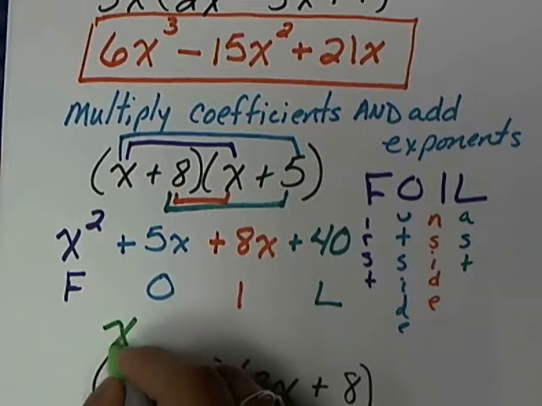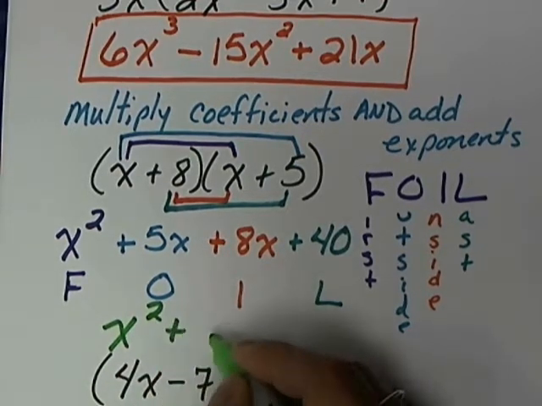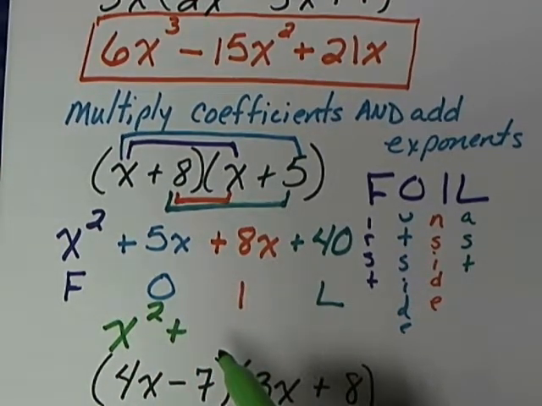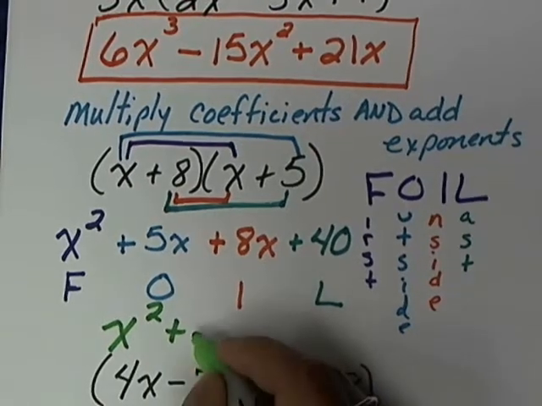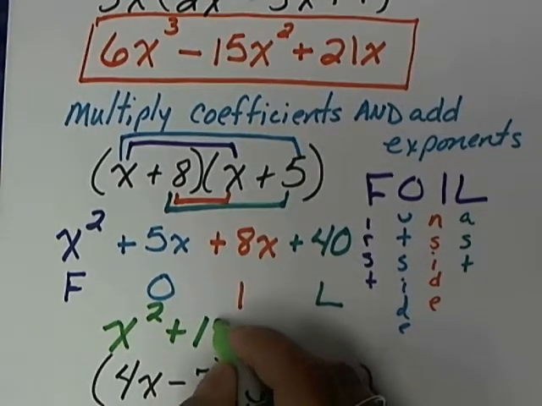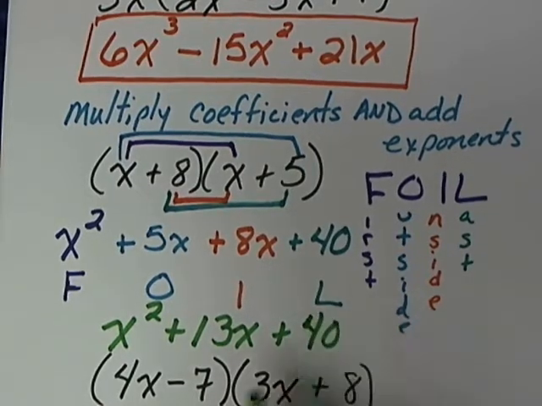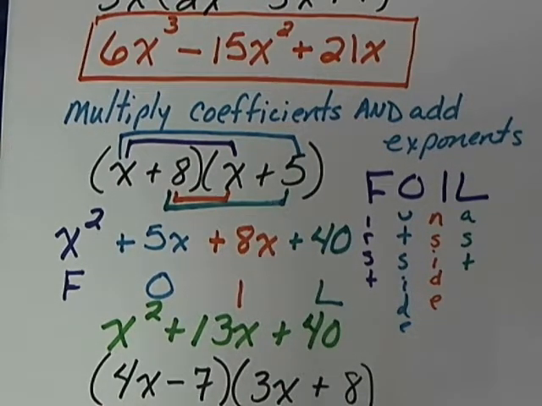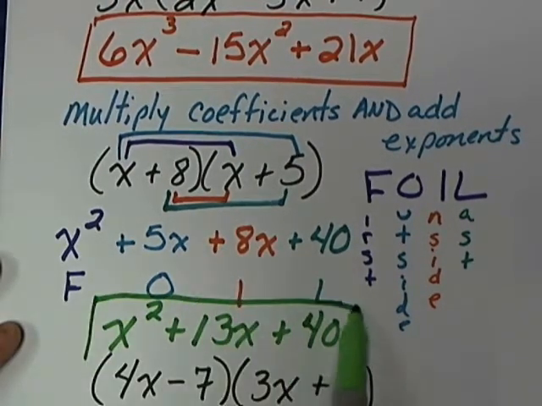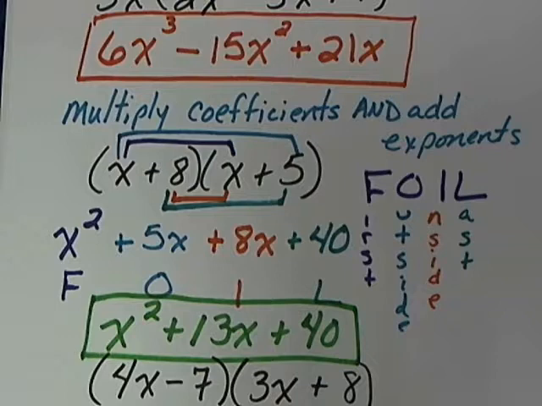So my final result will be x squared plus, now we're going to the rules of adding. An x plus an x is more of just x's. So it's 13x plus 40. Don't change the exponent when adding. Only change the exponents when multiplying. And that trinomial is our end result using the FOIL method.